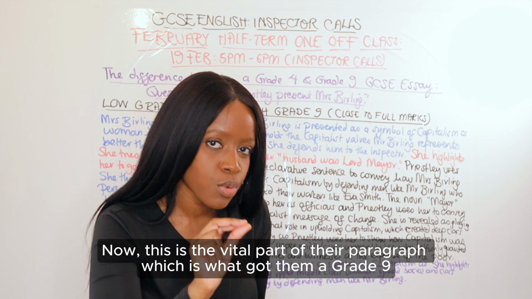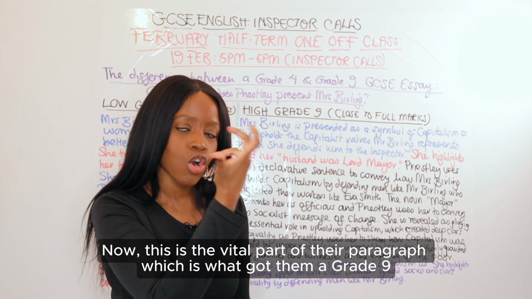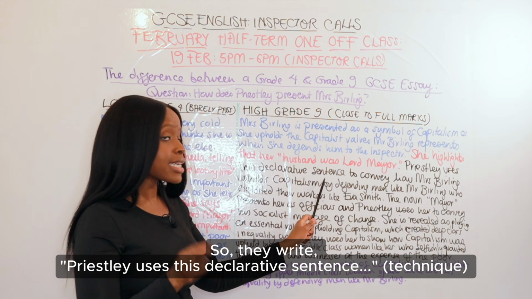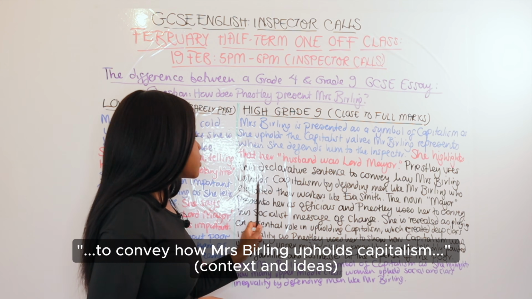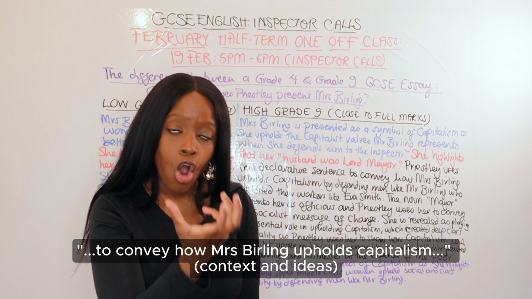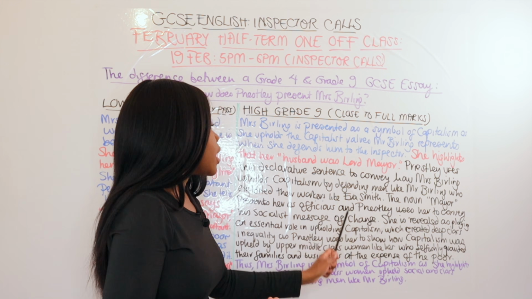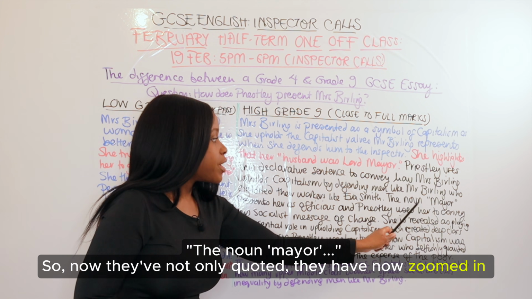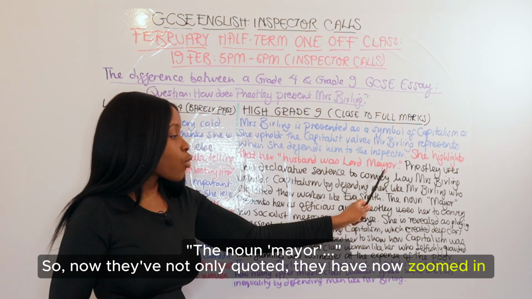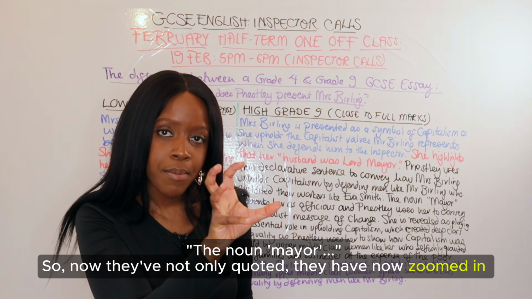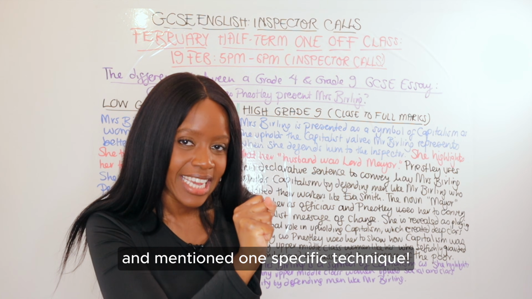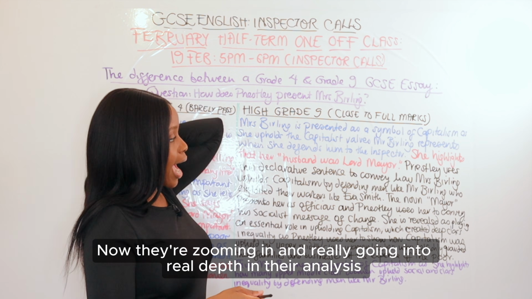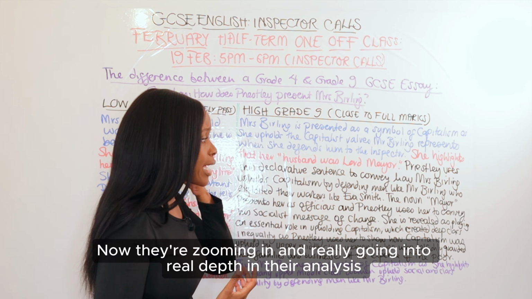So now this is the vital part of their paragraph, which is what got them a grade 9. They write, Priestley uses this declarative sentence technique to convey how Mrs. Birling upholds capitalism, context and ideas by defending men like Mr. Birling who exploited their workers like Eva Smith. The noun mayor. So now they've not only quoted, they have zoomed in and mentioned one specific technique. Okay, so there's two techniques. They mentioned declarative sentence and a noun. Now they're zooming in and really going into real depth in their analysis.